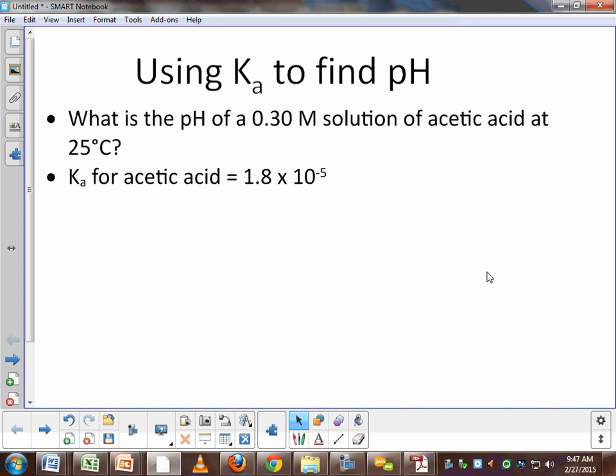So our first example problem, using Ka to find pH. What is the pH of a 0.3 molar solution of acetic acid at 25 degrees Celsius? Ka value for acetic acid given, 1.8 times 10 to the minus 5th molar.